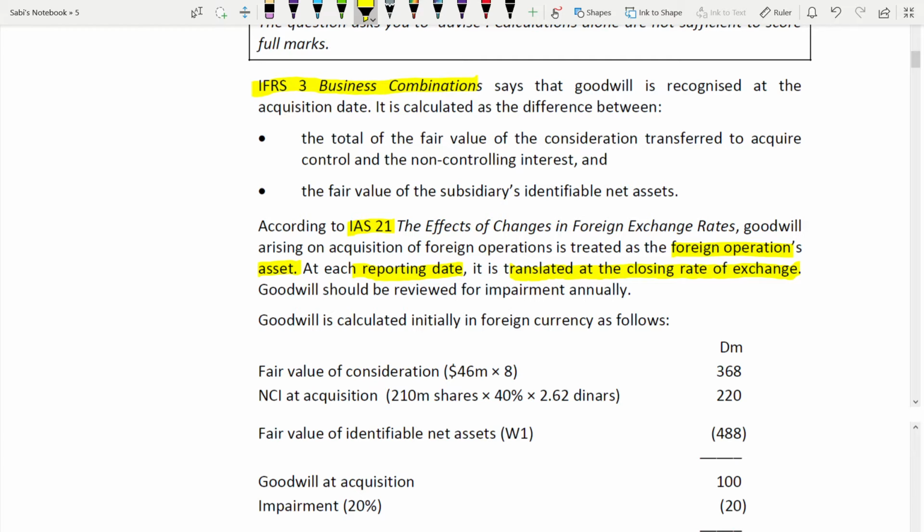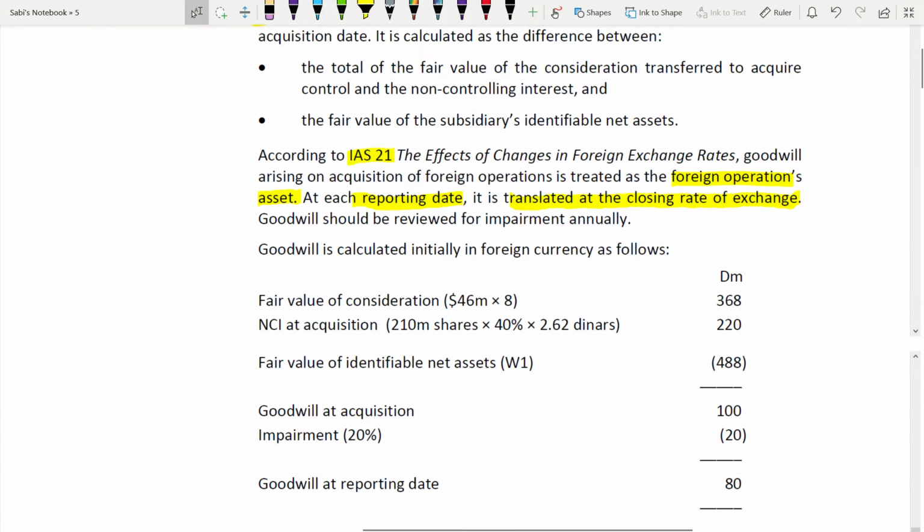Assets and liabilities we translate at what rate? Closing rate. Okay. Goodwill is calculated initially in foreign currency as follows. So initially you calculate in foreign currency, later you translate to dollar. First it is in dinar, so you have to keep the currency ready with you. Okay, this is DM. DM is dinar in millions.